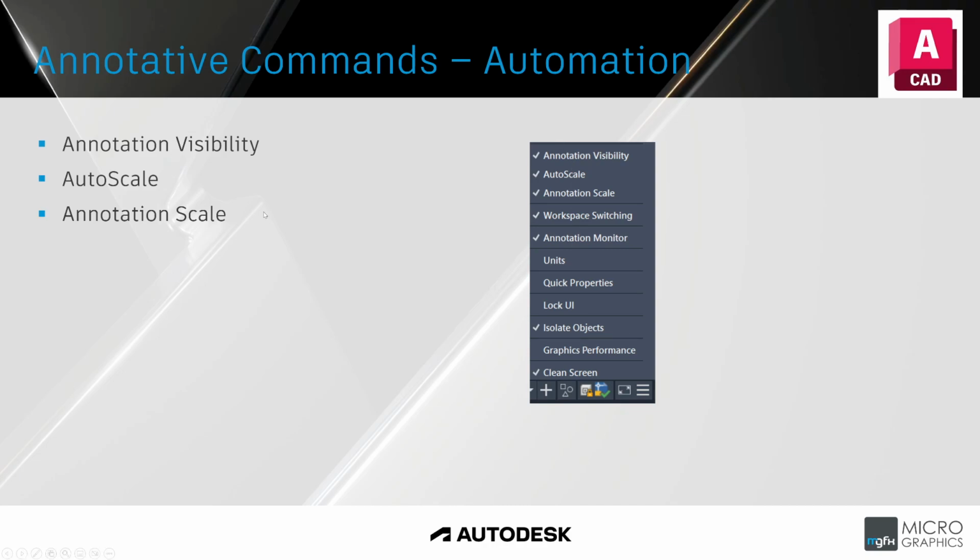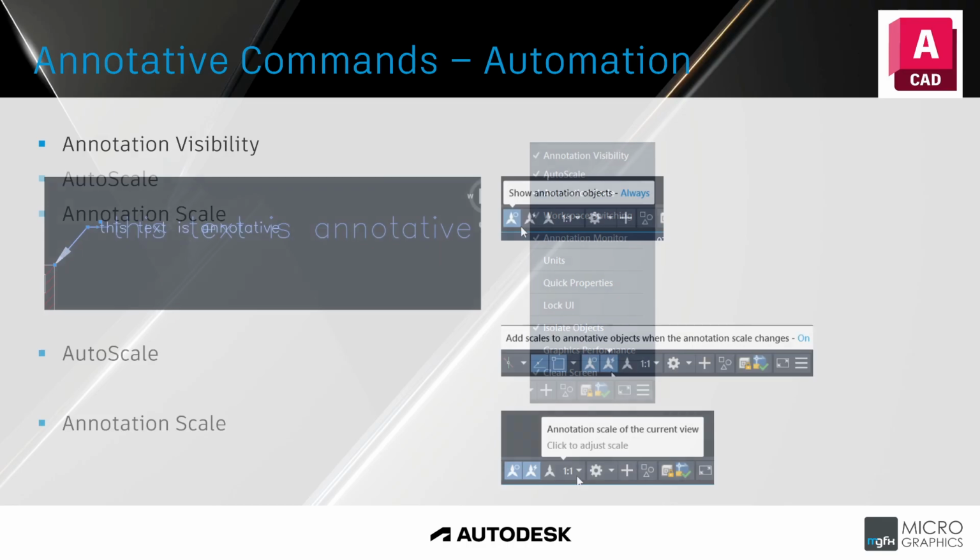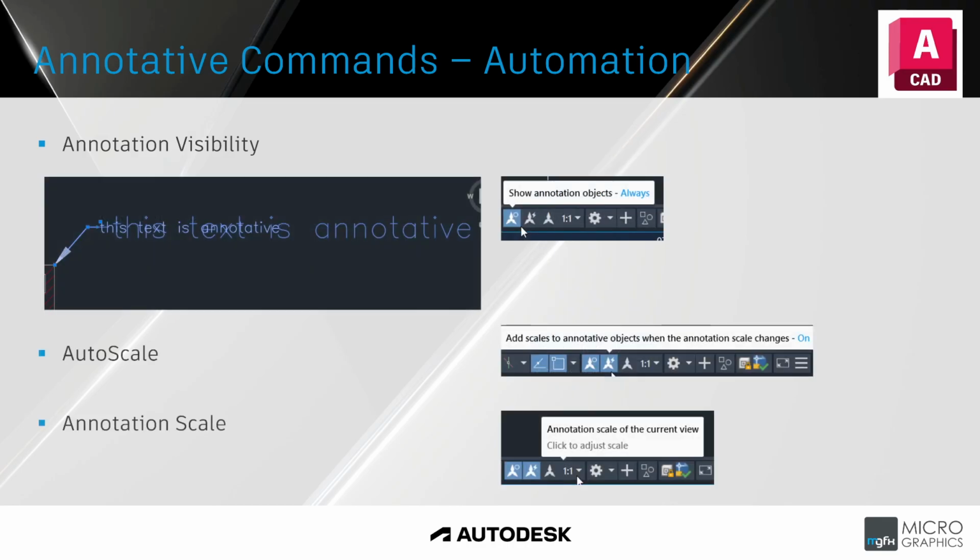Now, if you do not see those three options, go into the bottom right hand corner, where you'll see this little customization button, and select that. When the pop-up comes up, make sure you have annotation visibility, auto scale, and annotation scale ticked. Once that's ticked, you'll see it at the bottom, and this allows us to automate the creation of what is visible at what scale.